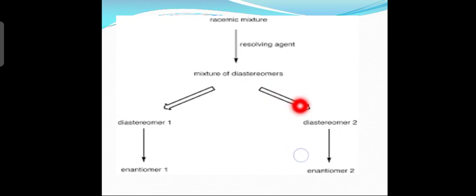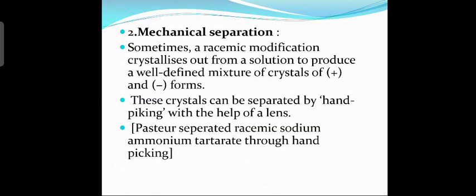Here a flow diagram is given, this is not required. Next slide. The next process is mechanical separation. First one is chemical separation, next one is mechanical separation. In mechanical separation, the racemic mixture crystallizes to form well-defined crystals of plus and minus forms. When you crystallize a racemic solution, crystals of the optically active forms, plus and minus, separate out.